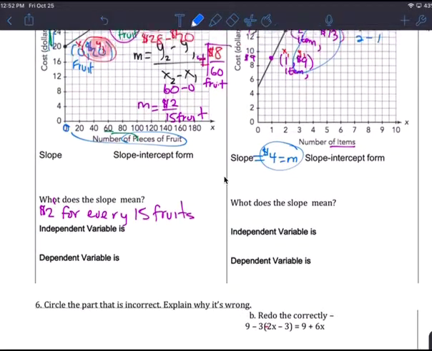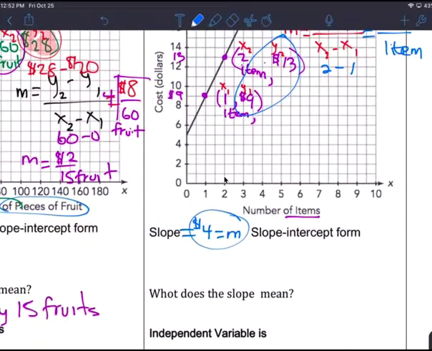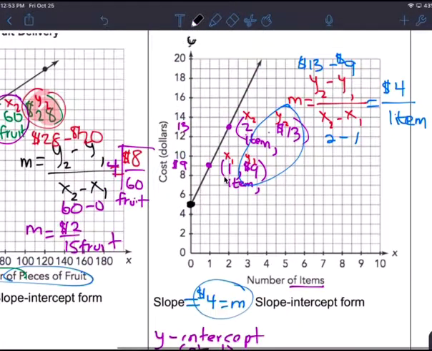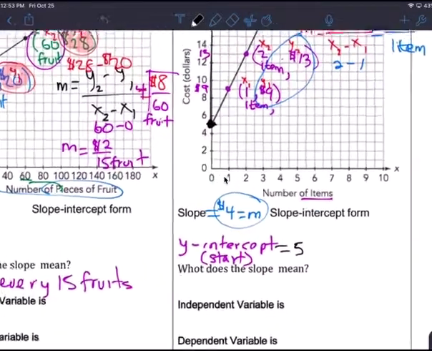All right. Then we go back and write in slope-intercept form. I forgot to put here the y-intercept. The y-intercept. That is the starting point. It's where the graph starts at. So on this graph, the graph starts at 5. So see, here's the y, go down right there, starts at 5. The y-intercept is 5. 5 what? $5.